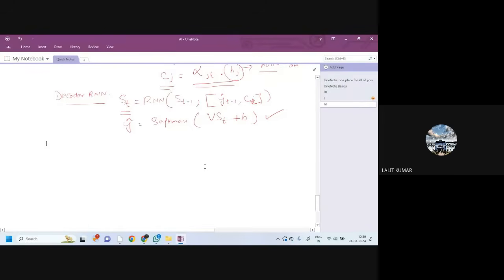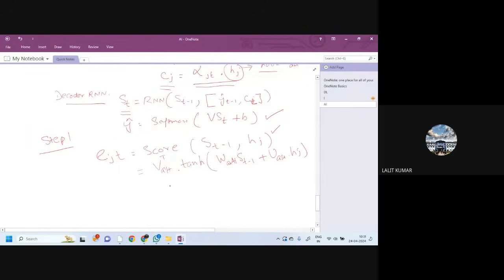So step 1, we calculated e_jt, which is the sum of score of s_t-1 and h_j. Now this score function can be V attention transpose into tanh of W attention into s_t-1 plus U attention into h_j, because we know that it is some function.